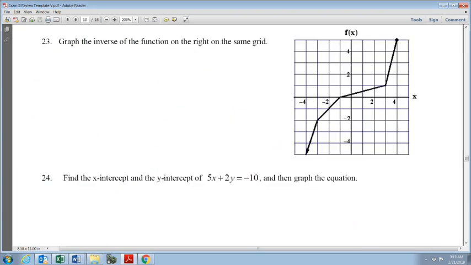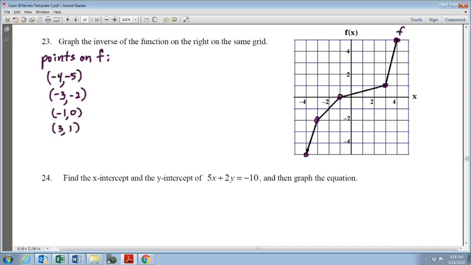All right, on number 24, it says find or graph the inverse. So the first thing I would do is identify some points on the graph of f. Let's call it f. So we could write those points out. And you got negative 4, negative 5, negative 3, negative 2, negative 1, 0, and 3, 1. So we know that if we switch the x and y values, we'll have points on the graph of the inverse.